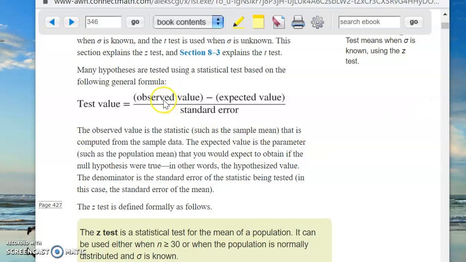Like, for example, if an observed value take away the expected value, if the answer was 2, that 2 divided by the standard error tells you how many standard errors you are surprised. How surprised are you? Okay, so we'll see in an example how this works.